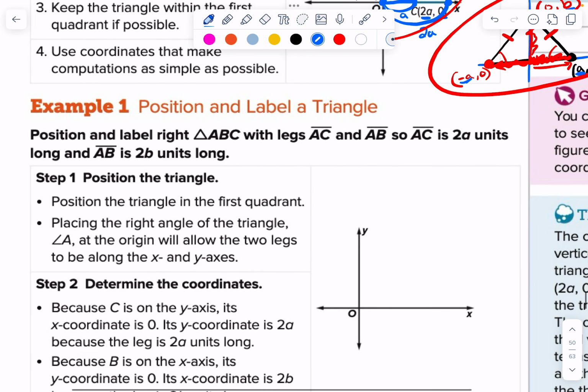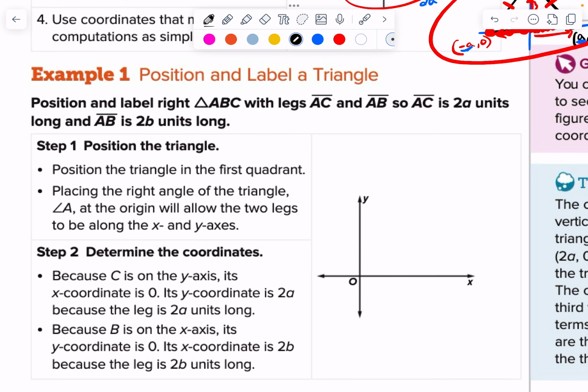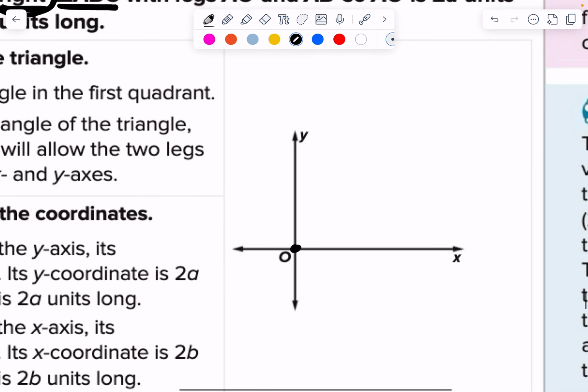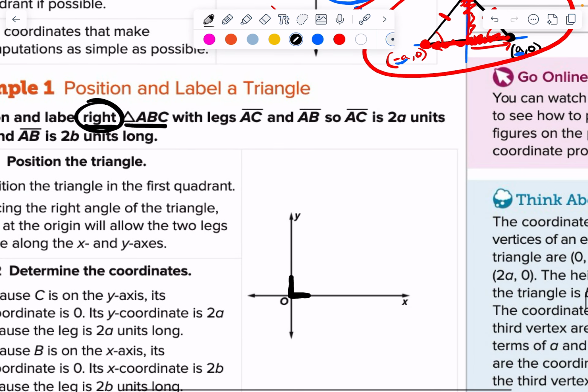Okay. Example 1. Again, this is just like a get it in position so that it works, right? Okay, so position and label, I want a right triangle. Anytime you see the words right triangle, we're going to position this, so we're going to use 0, 0, and we're going to use this 90-degree angle right here. Anytime you see a right triangle, I don't want to move my right triangle over here, like that would be stupid. Use the already existing 90-degree angle that is there on the coordinate plane. So we're going to use that angle, all right?